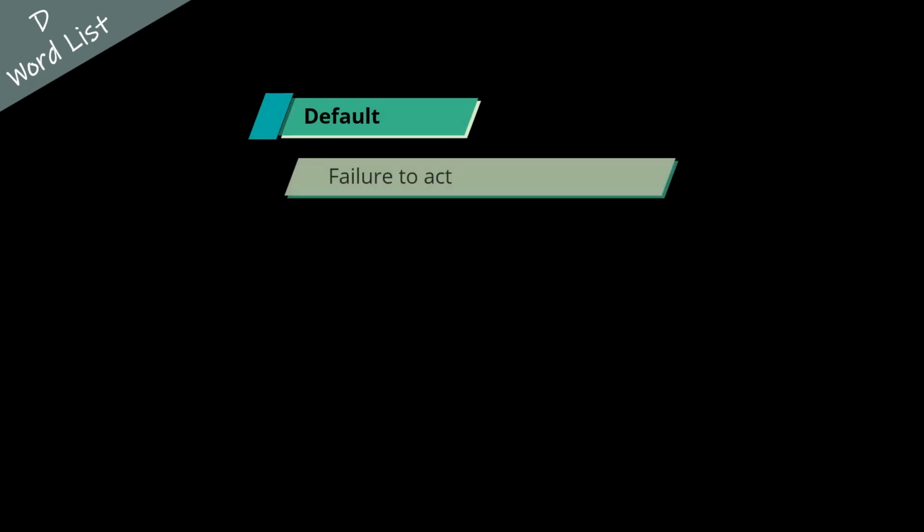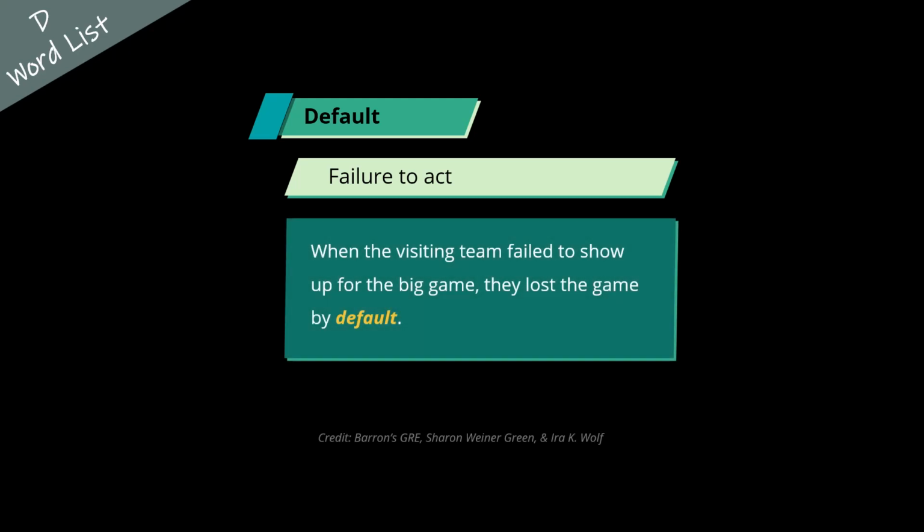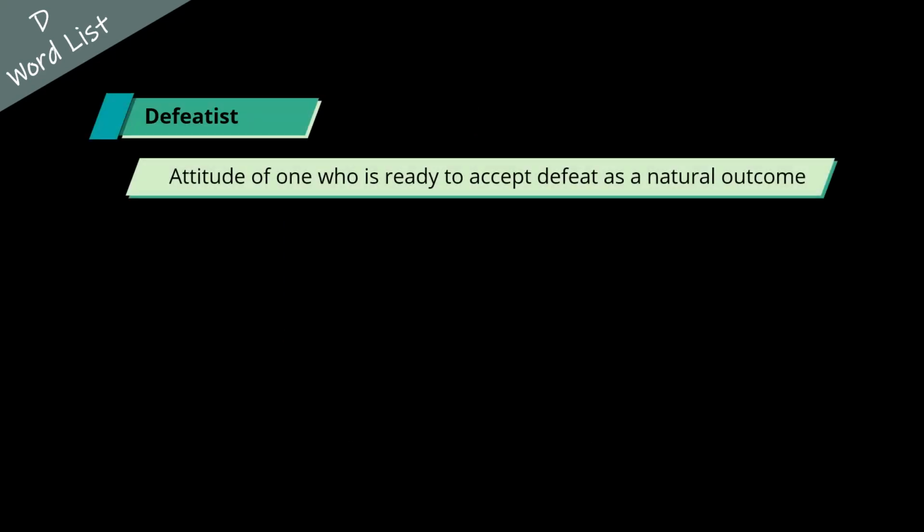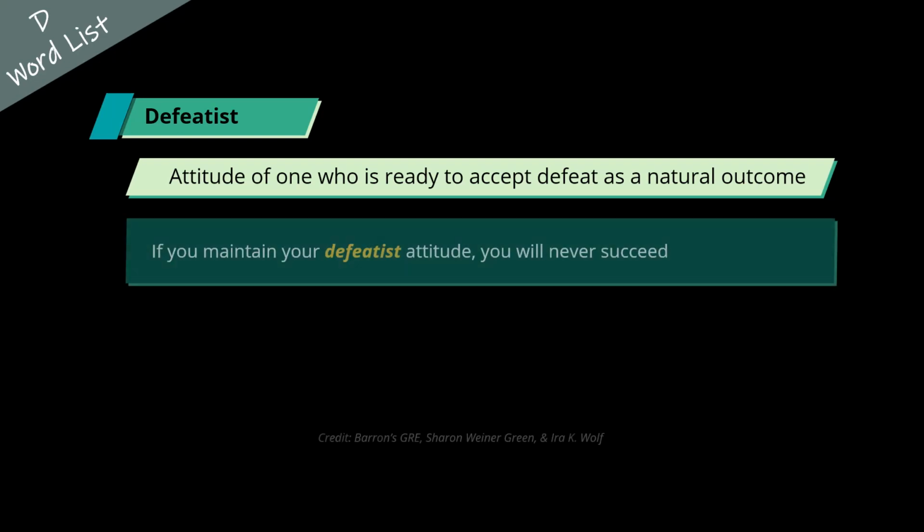court. Default means failure to act. For example, when the visiting team failed to show up for the big game, they lost the game by default. Defeatist means attitude of one who is ready to accept defeat as a natural outcome. For example, if you maintain your defeatist attitude, you will never succeed.